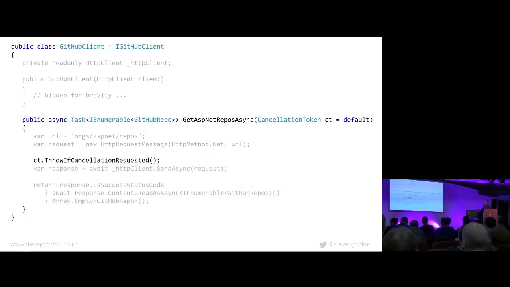So I can do a few things. Potentially what I could do is quickly fail. If they cancel this before we've even started making the request, let's throw an exception and move on. But we can also pass it through to any of the async methods like SendAsync, ReadAsAsync, so that they will cancel their activity as well if it's signaled.